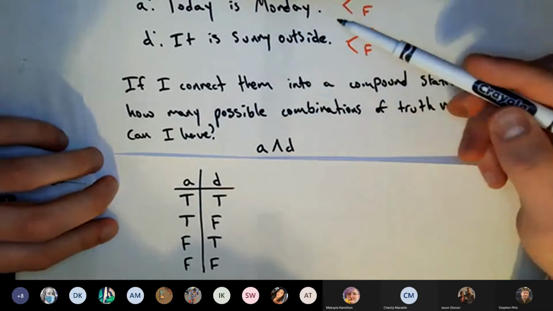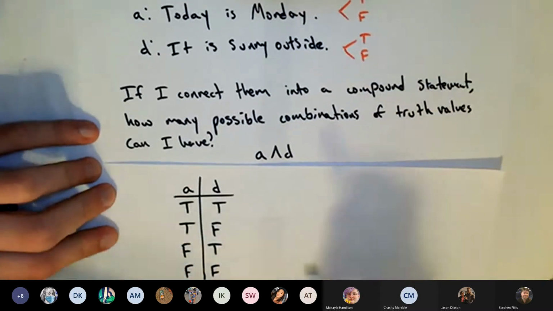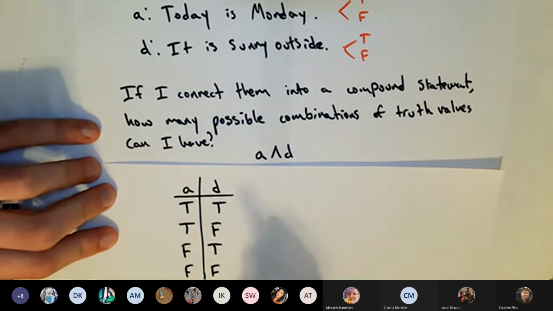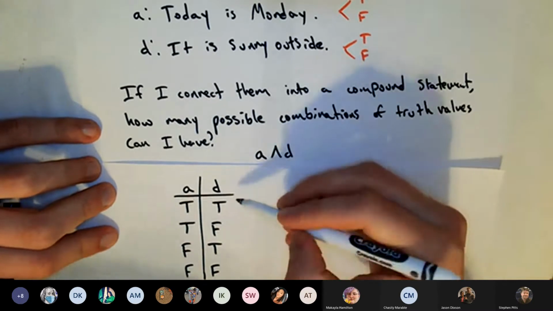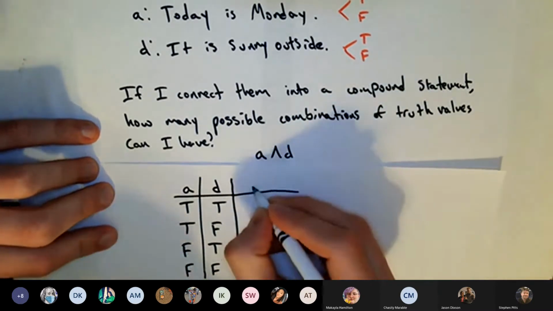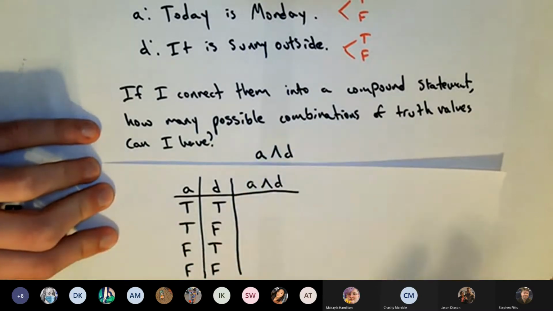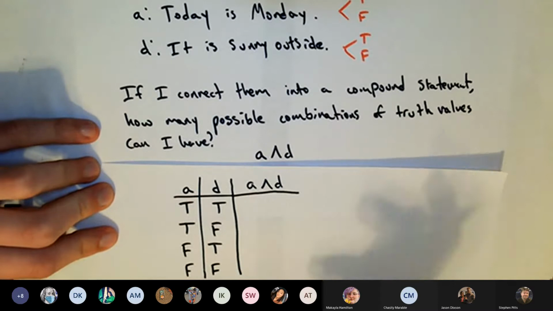Just for 2 generic simple statements that each have 2 possible truth values, true or false, there will be 4 combinations when I combine them. I can have true, true, true, false, false, true, or false, false. Okay. Now, what about the truth value that is outputted by these combos for the statement A and D?